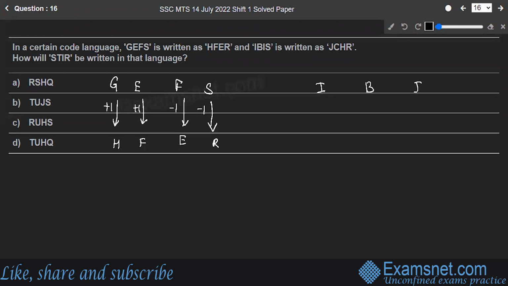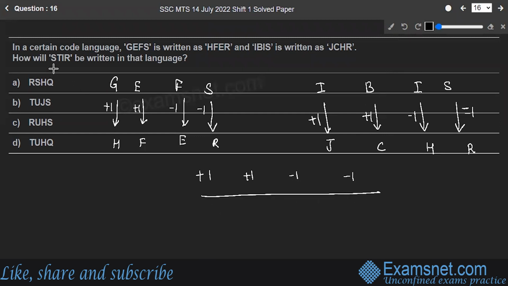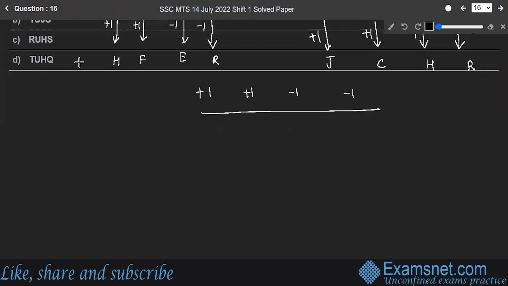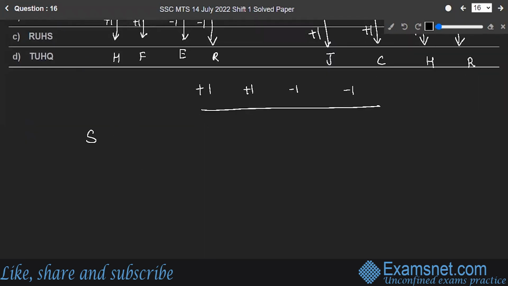Next is IBIS. Let's write it down. It is written as JCHR. I to J is plus 1, B to C is plus 1, I to H is minus 1, S to R is minus 1. So you understand the pattern. We are having plus 1, plus 1, minus 1, minus 1. This is the pattern. So now you have to find out how STIR will be written in the same language.